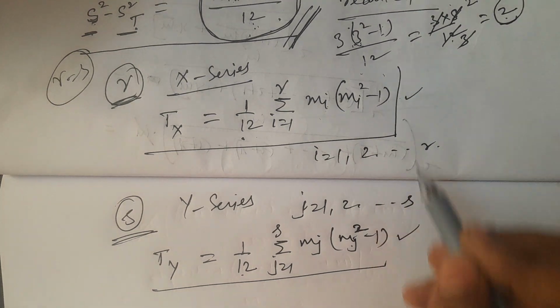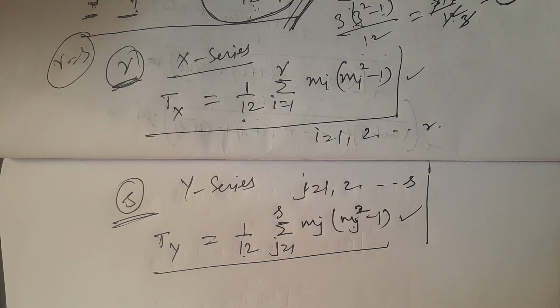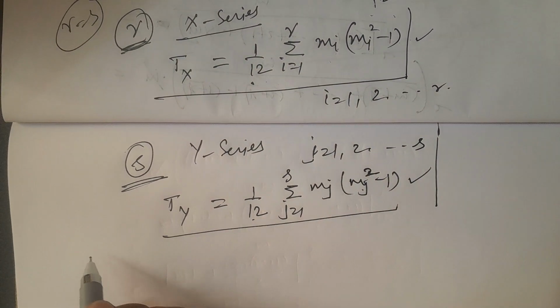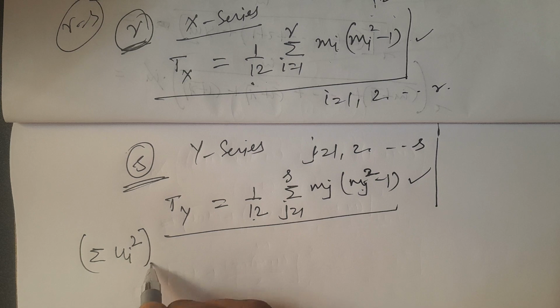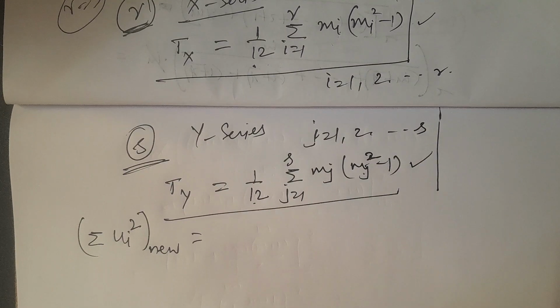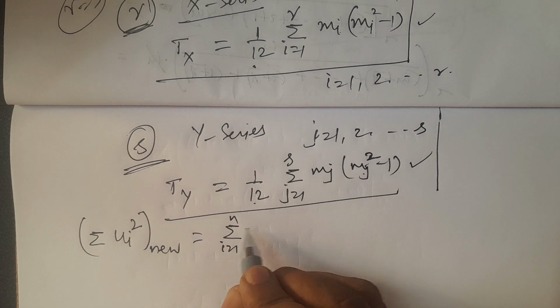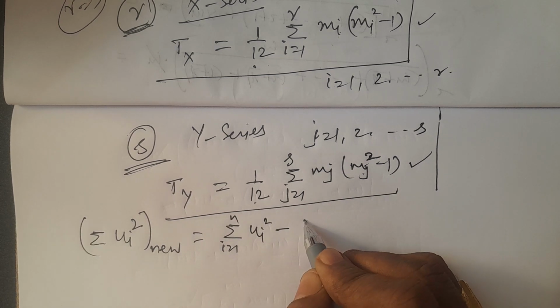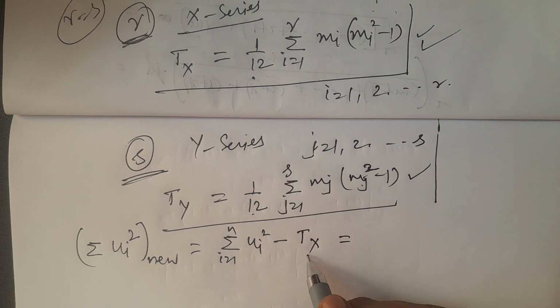With these values of the adjustments, in case of the tied ranks, I am now deriving the sum of the squares, that is, summation ui square, the new term. Summation ui square, the old term, is n into n square minus 1 by 12. So the new one will be calculated as summation ui square minus Tx. The Tx formula is this. So it is going to be subtracted. That I proved very clearly.